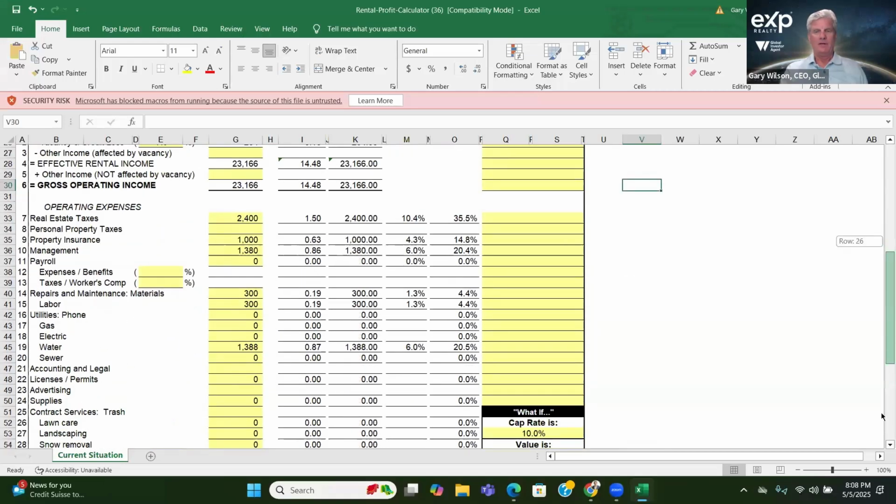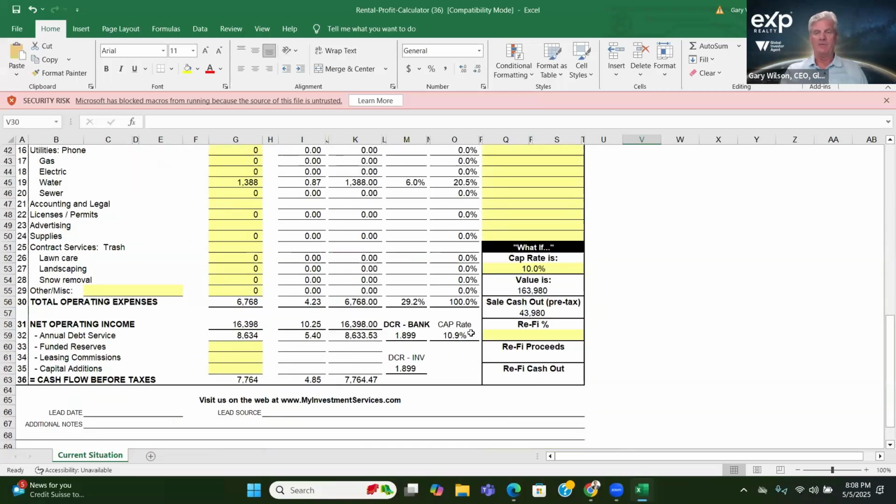If you go down here, cap rate in this example was 10.9%. That's pretty darn good. Back when Eric bought it, that still was a really good cap rate. The cap rates were higher back then. Nowadays that cap rate would probably be half of that, and everybody would be happy with it.